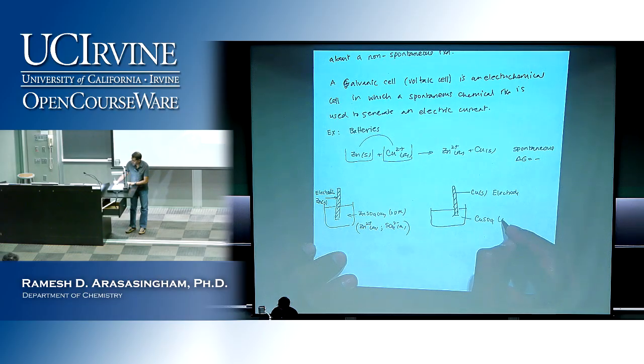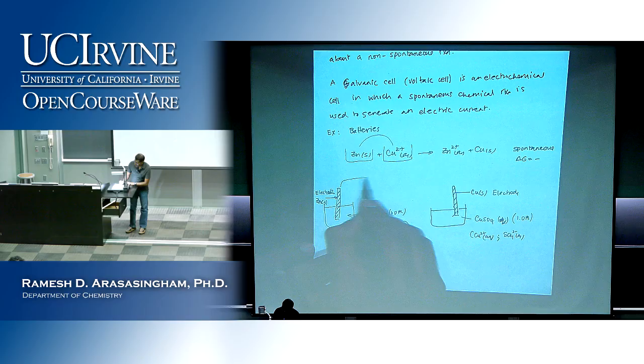And we have copper sulfate aqueous, AQ, and this will be 1 molar typically. And this dissociates to give you copper aqueous and sulfate because it's a soluble salt. Okay? Now, I'm going to link these through a wire.